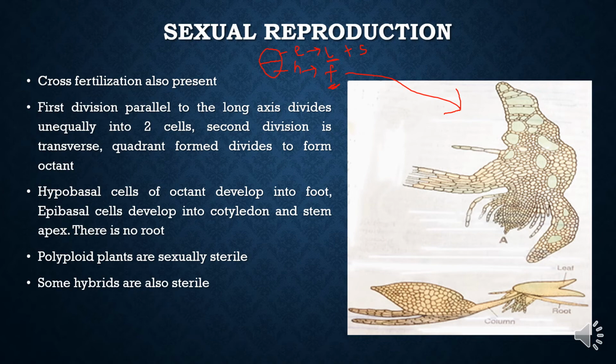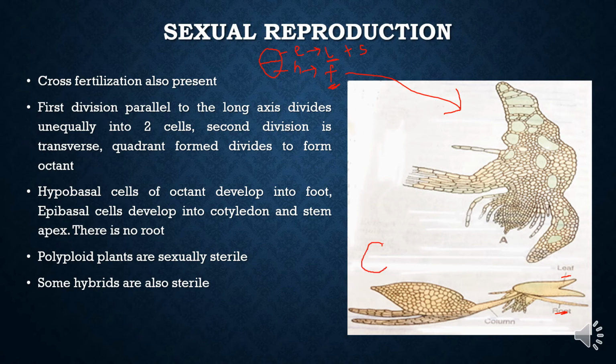This is the final product, where we see that this is the leaf, this is the leaf, and this is a rudimentary root. As we know that there is no root in Salvinia, so this will soon be lost. And this is the stem region, the column.